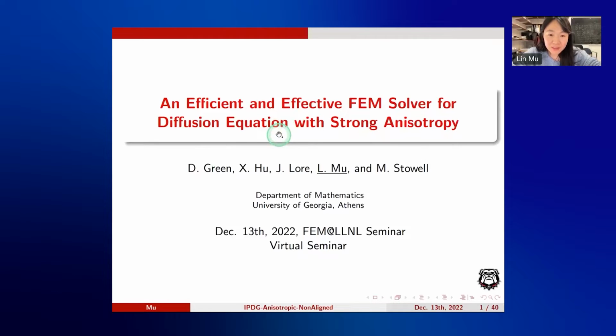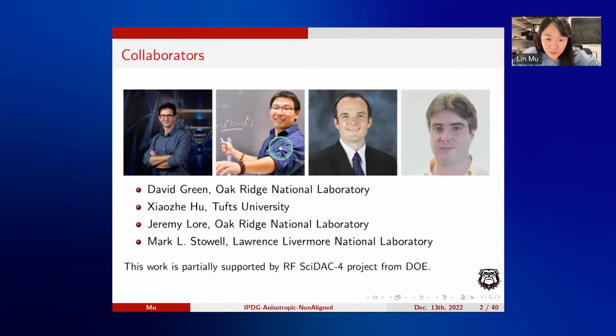This is a joint work with Dr. David Green. He was working at Oak Ridge National Lab, but now he moved to Australia. And Professor Xiaozhe Hu, he is in the math department at Tufts University. And Jeremy Lau, he is a fusion scientist working at Oak Ridge National Lab. And also my collaborator, Dr. Mark Stowell, he's from Lawrence Livermore National Laboratory.